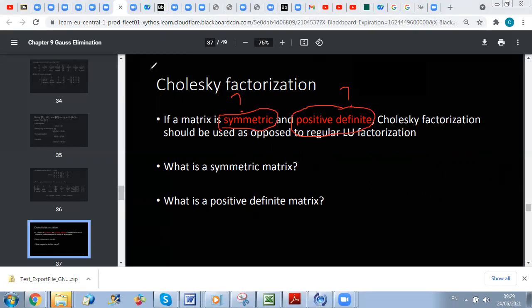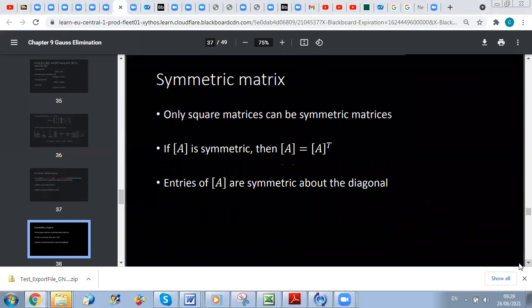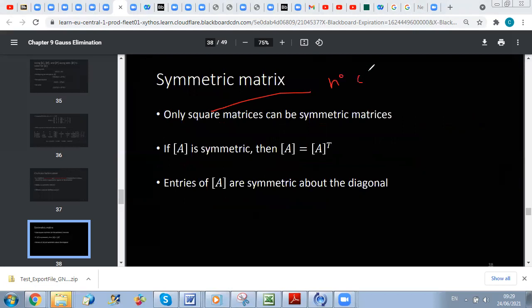So now let us introduce what is a symmetric matrix. First, a matrix is symmetric only if it is a square matrix. What do we mean by square matrix? This means that the number of columns should be equal to the number of rows. So this is the first condition to say that it's a symmetric matrix. And the second condition is that matrix A should be equal to its transpose.